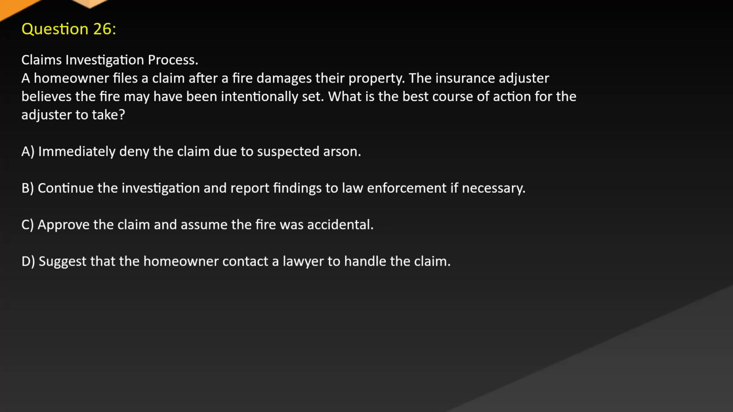Question 26. Claims investigation process. A homeowner files a claim after a fire damages their property. The insurance adjuster believes the fire may have been intentionally set. What is the best course of action for the adjuster to take? A. Immediately deny the claim due to suspected arson. B. Continue the investigation and report findings to law enforcement if necessary. C. Approve the claim and assume the fire was accidental. D. Suggest that the homeowner contact a lawyer to handle the claim.